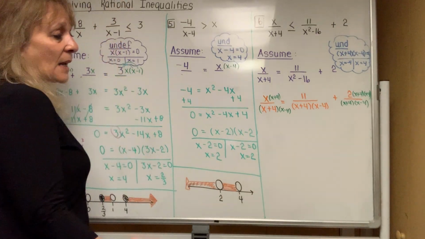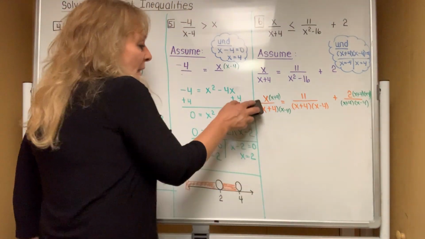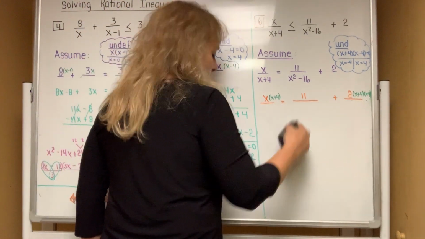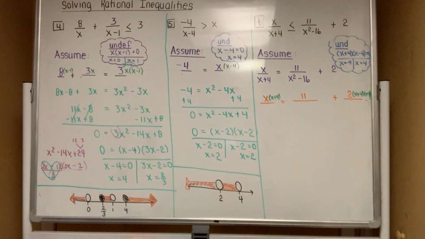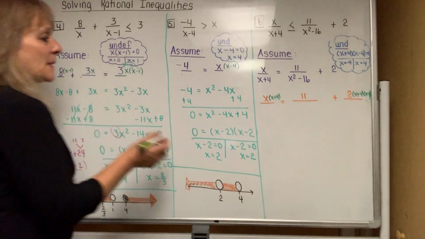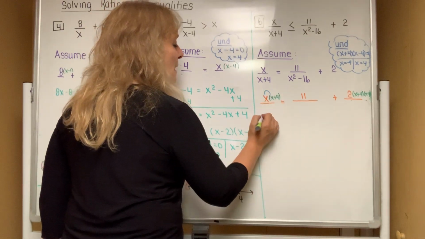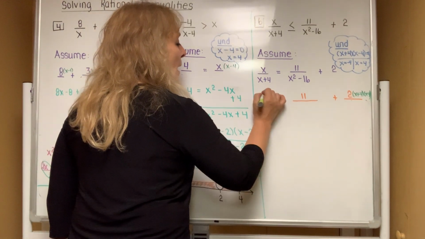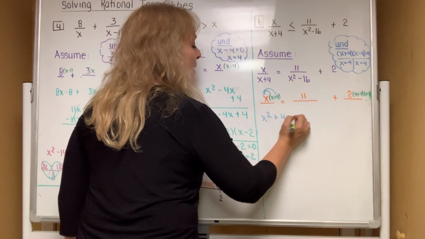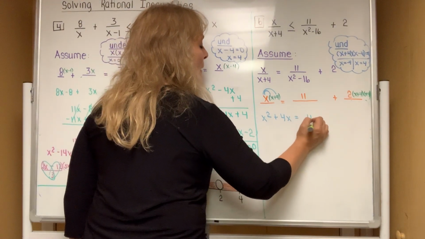Now, my denominators match. They're like terms. I could pretend I don't even see any of them and just deal with what is written in the numerators. So, left side, x times x is x squared. X times 4 is 4x. There is an equal sign and then the number 11.